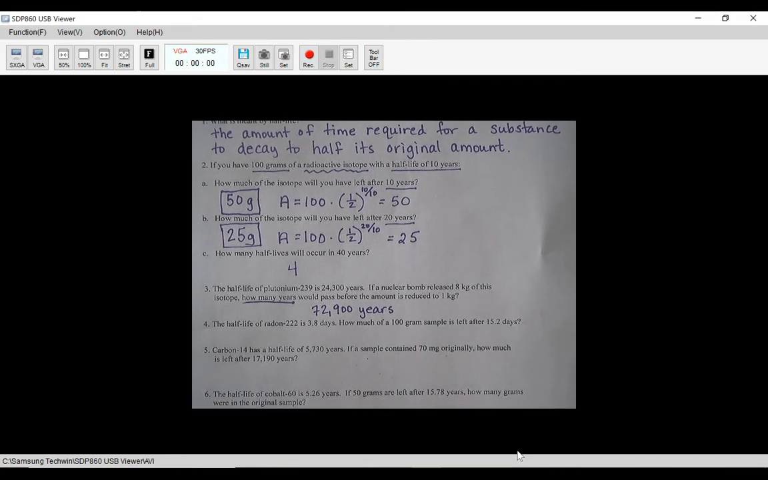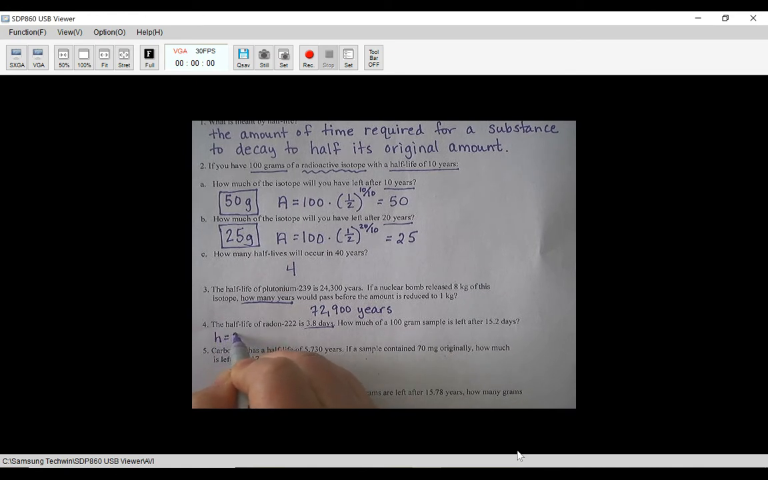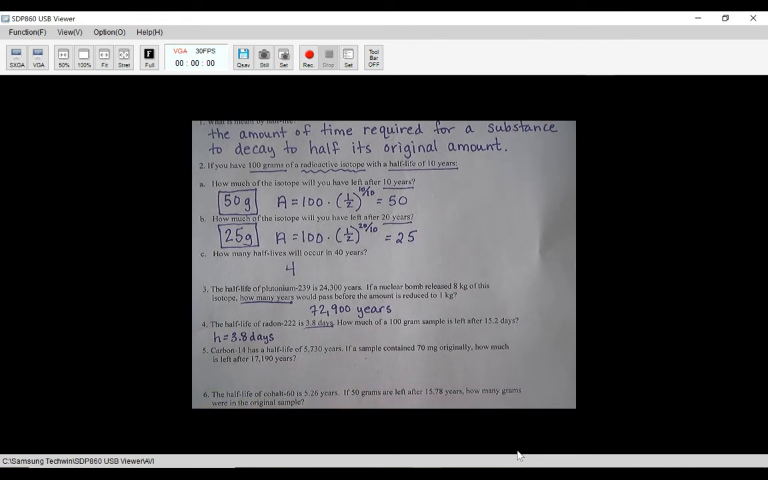Let's take a look at number 4. It says the half-life of radon-222 is 3.8 days. How much of a 100-gram sample is left after 15.2 days? So the first thing we're told is the half-life. Now this number 222 and in the previous problem 239, that's part of the name of the substance. So those numbers do not come into play in the formula. So for number 4, the half-life, which is represented by H, is 3.8 days. It only takes 3.8 days for the substance to half itself.